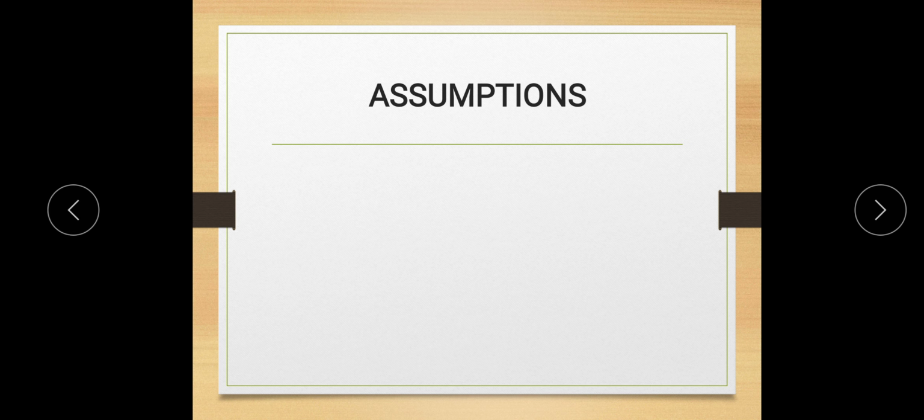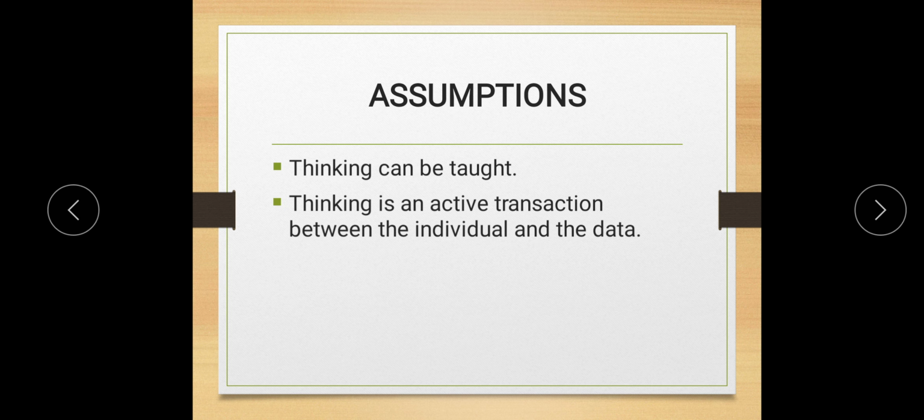Okay, there are certain assumptions which underlie this model. The first one is that thinking can be taught. We all are aware that you can teach your students how to think. Thinking is an active transaction between the individual and the data. Now, in order to elaborate this, an illustration can be given. Say suppose an apple is kept in front of your eyes. There are various thoughts that will come to your mind about the apple. Since you have learned about apple, you have had experiences of apple. So whatever thoughts are coming to your mind is nothing but an active transaction happening between you and that particular object, that is the apple.